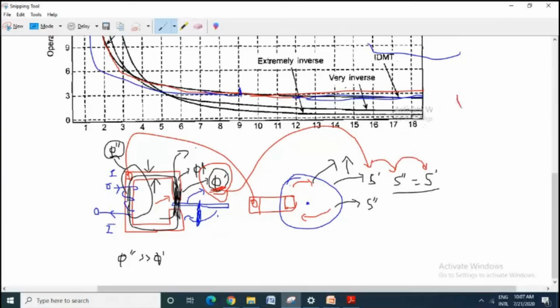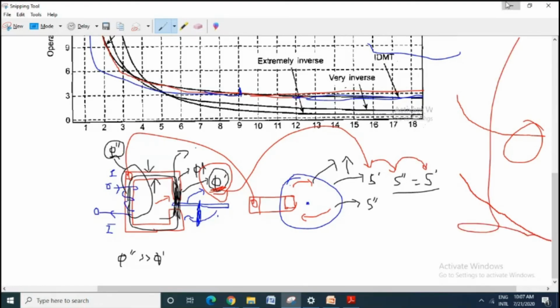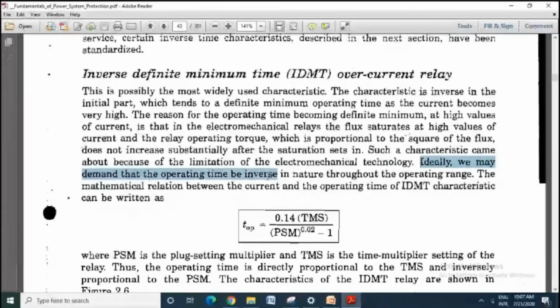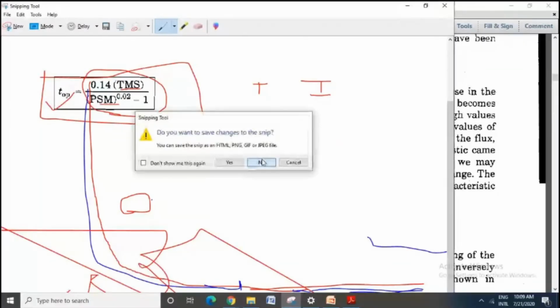Ideally, what we do require is always an inverse graph, which will not have this kind of portion at all, but instead the graph will be inverse in nature for the whole time. Clear? See, this is what is written over here. Ideally, we may demand that the operating time be inverse in nature throughout the operating range. So it should not settle down to one particular point, but instead it should have a throughout inverse characteristic. So we are limiting today's lecture to this point.